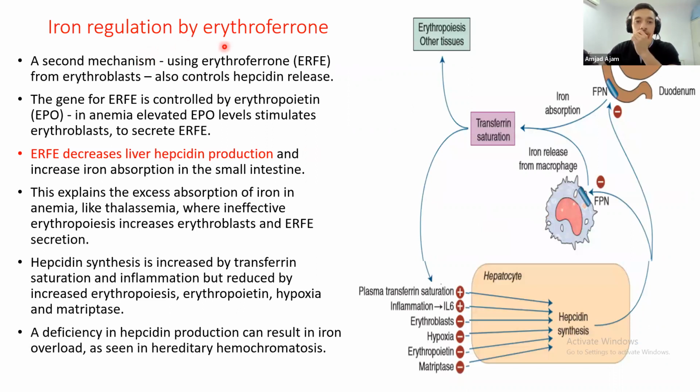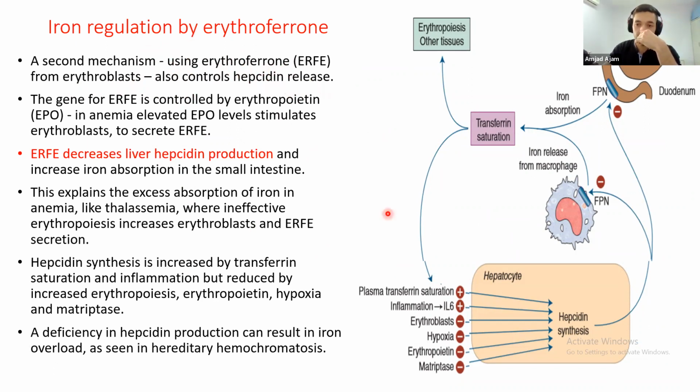Again, iron regulation by erythroferrone. We have something called erythroferrone. Erythroferrone basically is produced by erythroblast. I think you know erythroblast more than me. It's like a precursor of red blood cell. It will produce erythroferrone. This erythroferrone will control the hepcidin release.